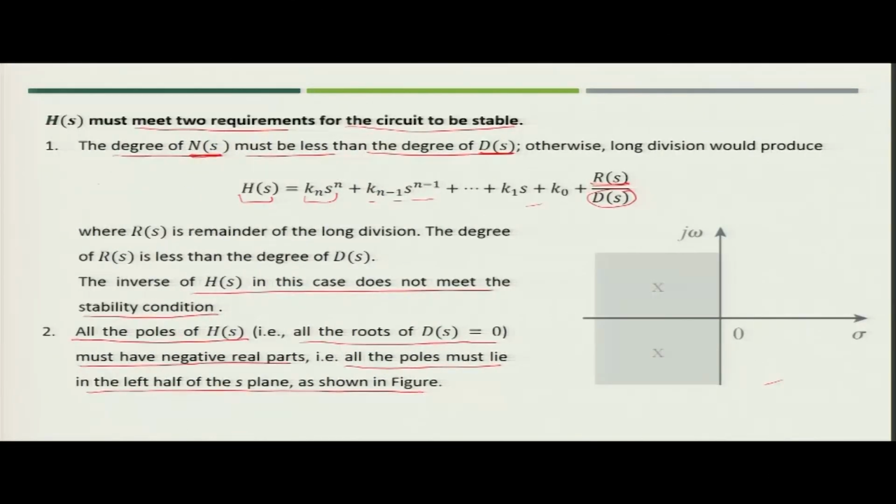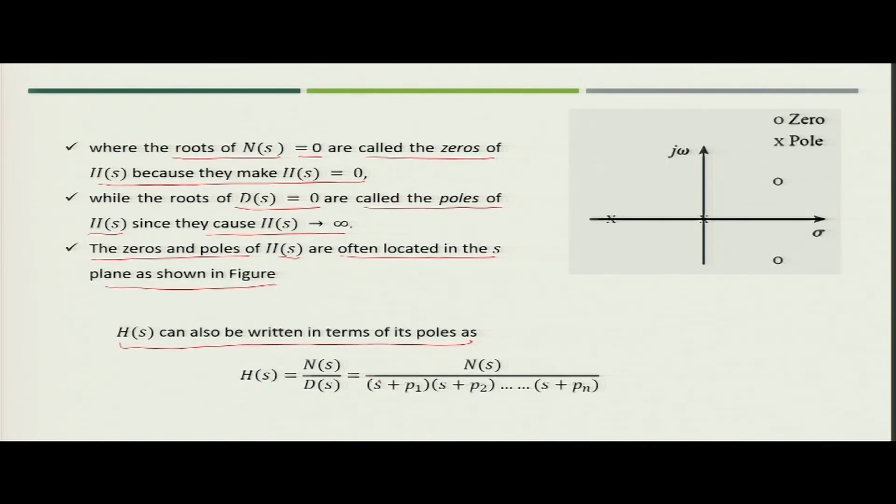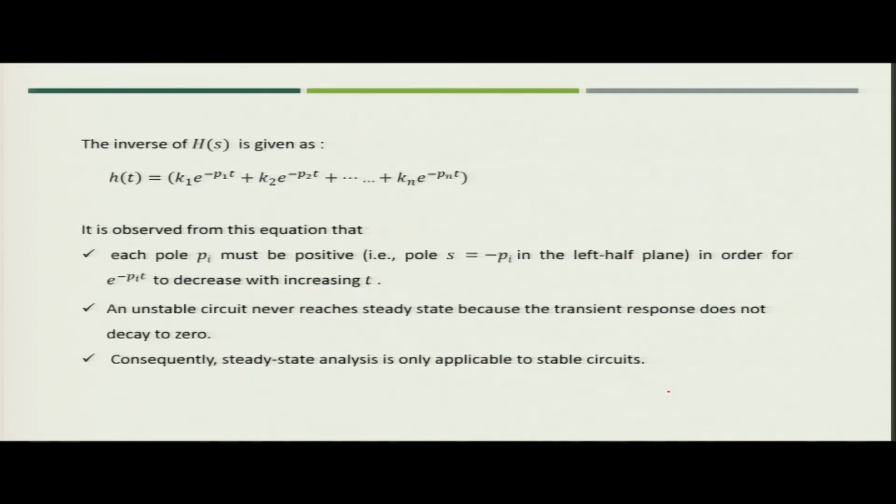Now, as we know, we can represent H(s) in the form K1 upon s plus p1, plus K2 upon s plus p2, and so on. So if you take the inverse Laplace transform of H(s), you can simply write h(t) as K1 e to the power minus p1 t plus K2 e to the power minus p2 t, and so on.